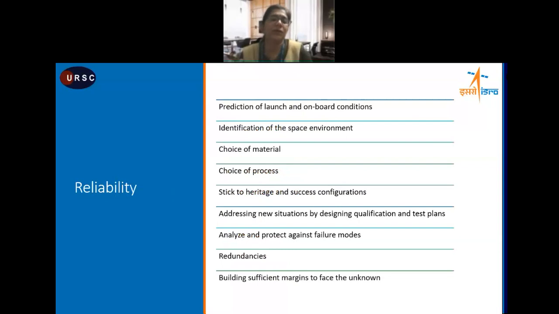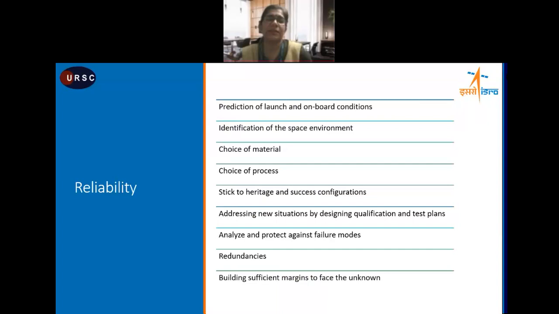So here I just want to conclude how we are keeping the reliability of our space solar array. We always tend to predict the launch and onboard condition well in advance. We identify the space environment that the array has to see once it gets launched, so that it has as much heritage as possible, and we do not address new situations and new requirements by designing the qualification and test plan. We analyze and protect the array against the known failure modes.